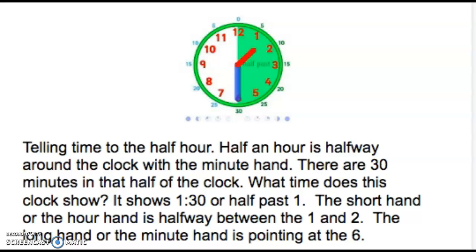Telling time to the half hour. Half an hour is halfway around the clock. What time does this clock show? It shows 1:30. The shorthand or the hour hand is halfway between the 1 and the 2, and the long minute hand is pointing at the 6.